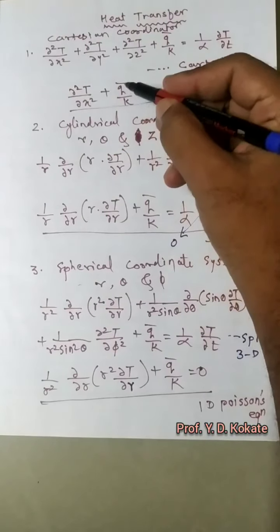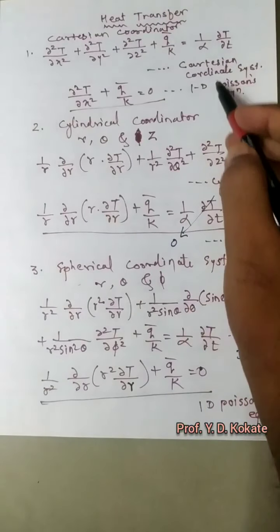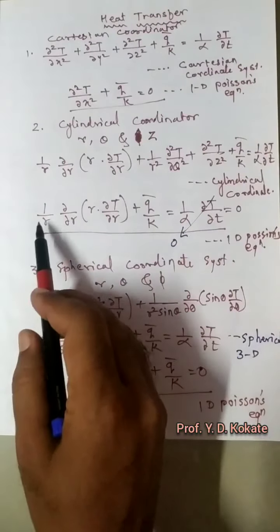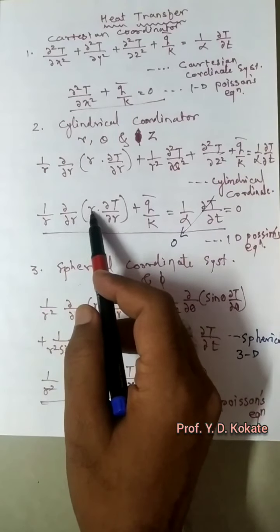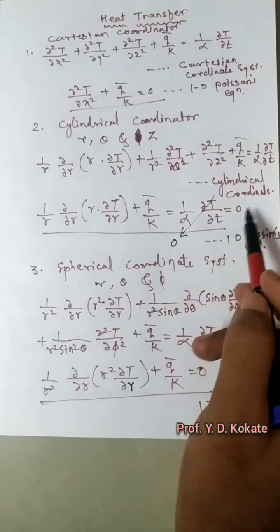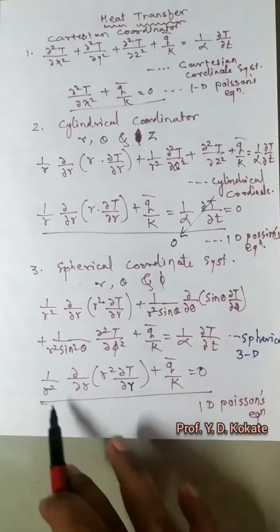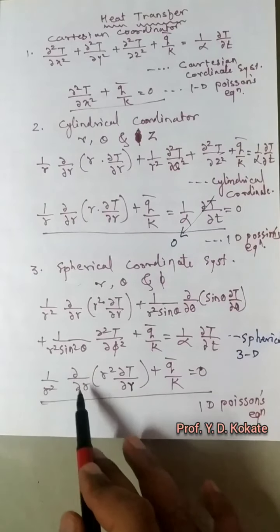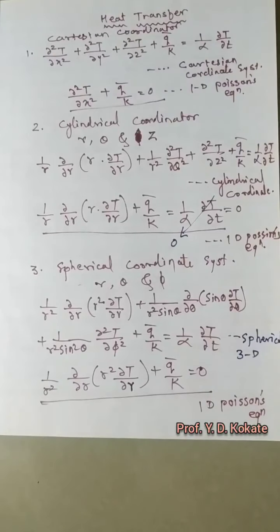d2T upon dx square plus q bar upon k is 0, the Poisson's equation for Cartesian coordinate system. 1 upon r d by dr inside the bracket r into dT by dr plus q bar upon k is equal to 0 for cylindrical. And this r becomes r square in case of spherical coordinate system: 1 upon r square d by dr of r square dT by dr plus q bar upon k is equal to 0 for spherical coordinate system.